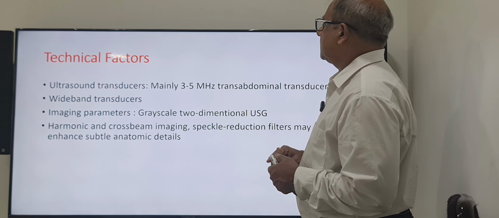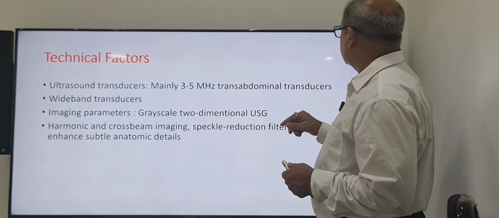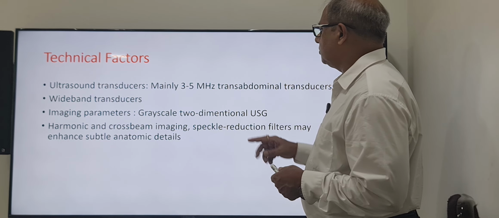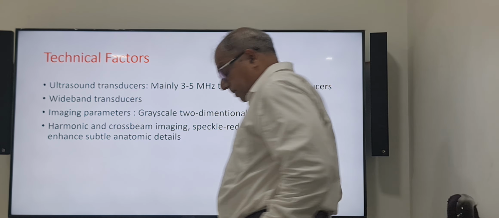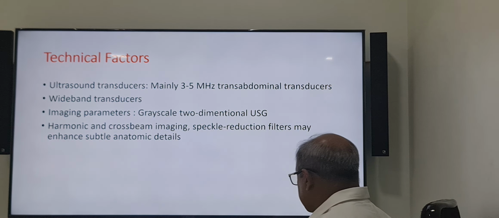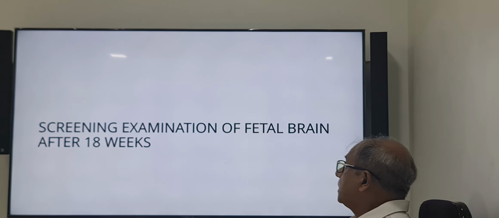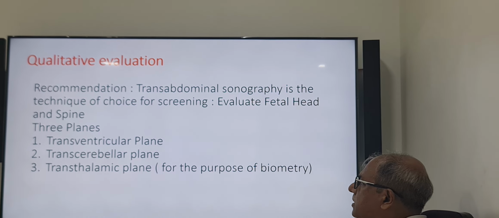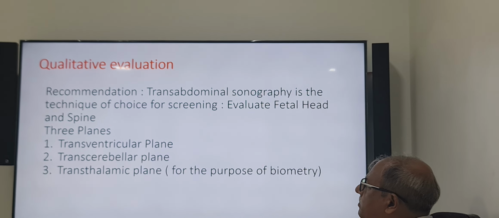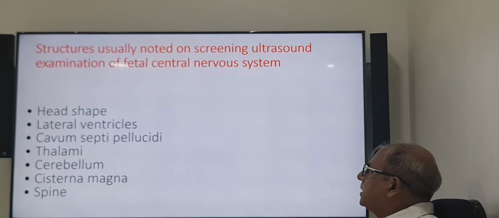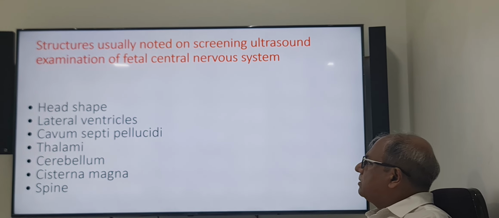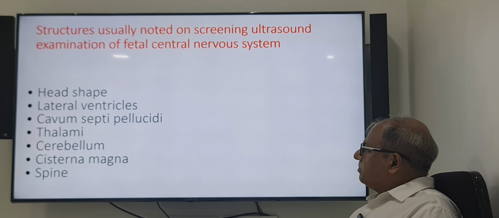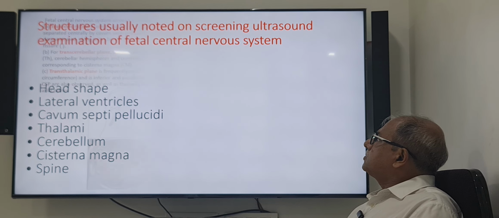So technical factors: ultrasound transducer, maybe a 3 to 5 MHz transabdominal transducer, wide band transducer, imaging parameters, grayscale, 2-dimensional USG, and harmonic cross beam. So I will cover this topic now fast because we have covered the anatomy. The screening examination of the fetal brain after 18 weeks, quantitative, 3 planes already described, spine and 3 planes. Now we have to see in the screening examination the head shape, lateral ventricle, cavum septum pellucidum, thalamus, cerebellum, cisterna magna, and spine.